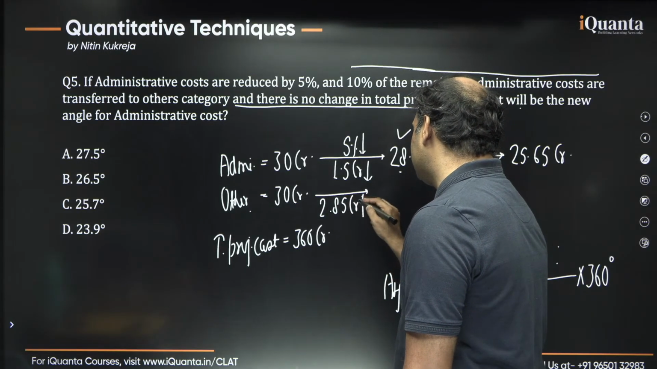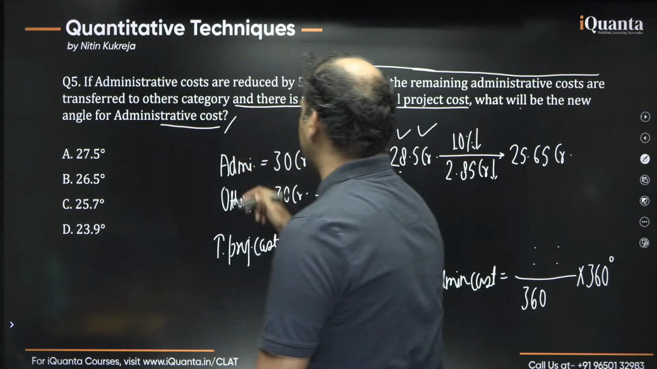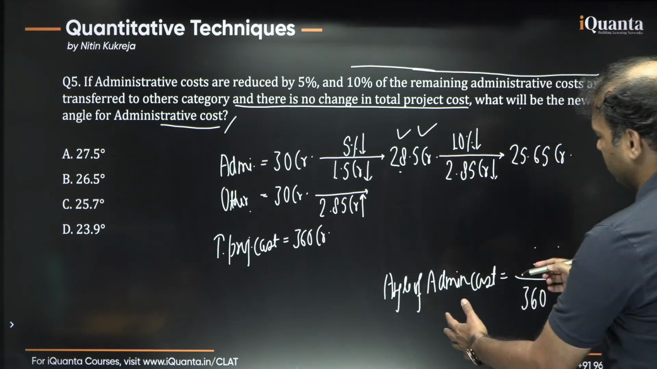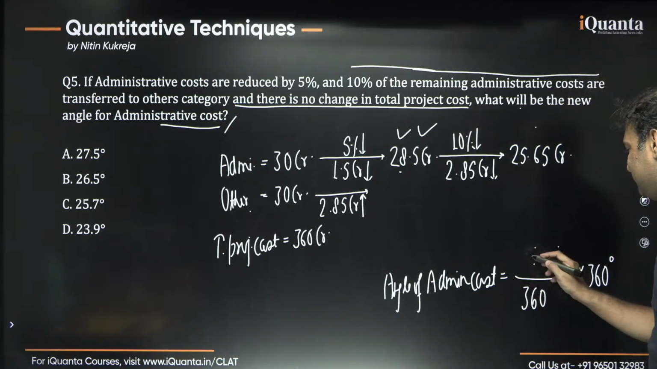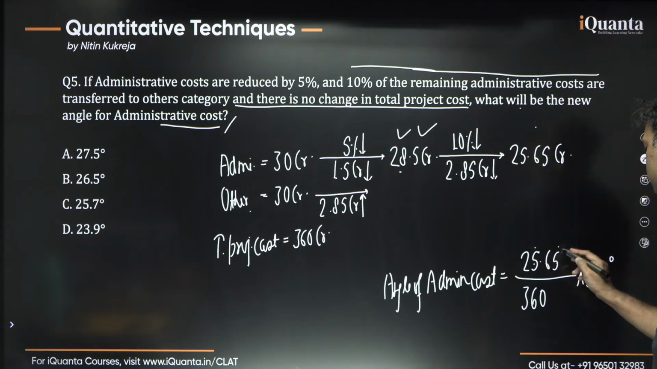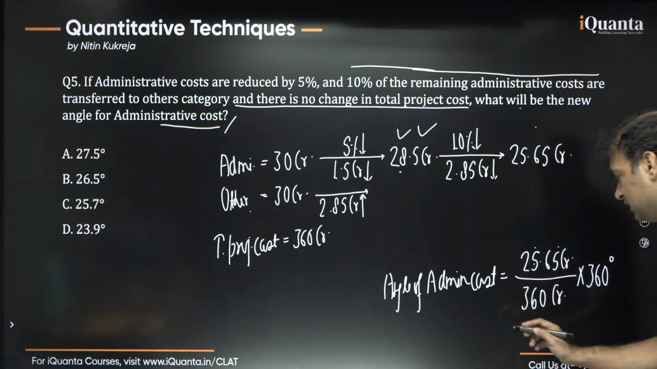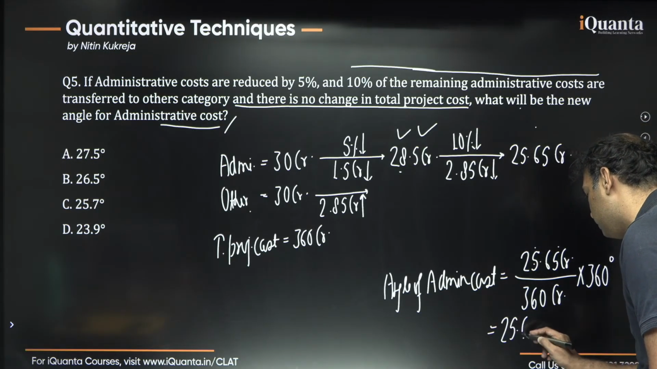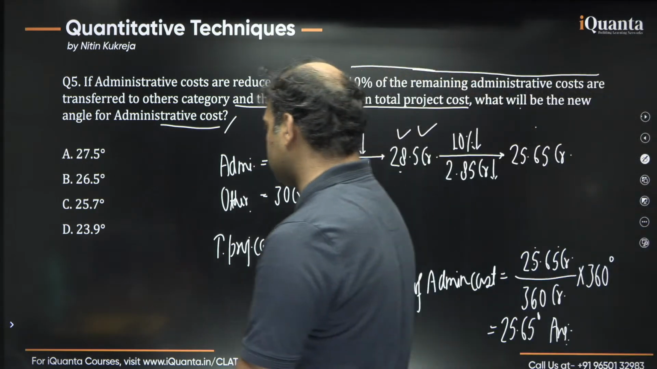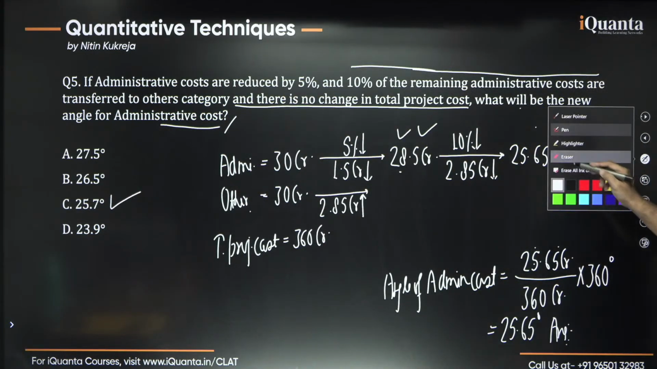But guys, we really do not care about this. We only need to work on the angle of the administrative cost. So why do we even care about the other heads, isn't it? Let's quickly find the angle of the administrative cost. The cost of the administrative sector is 25.65 crores now. Total project cost is 360, into 360. The 360 gets cancelled out. In the end it must be 25.65 degrees. That's it. So this is the answer, and the closest option we have is option C, 25.7. So this is how we solve this question.